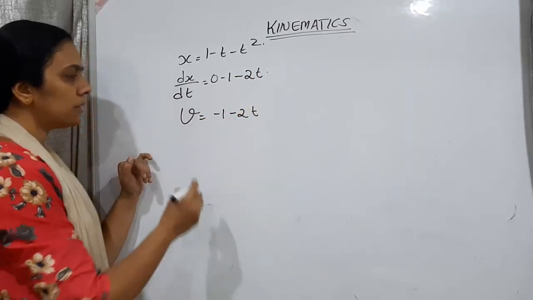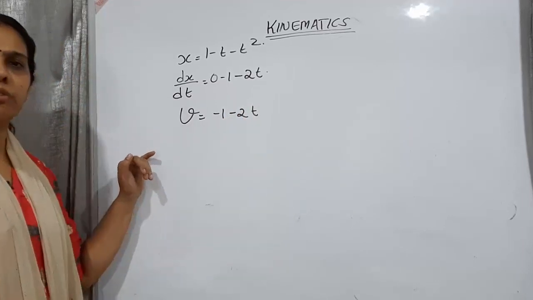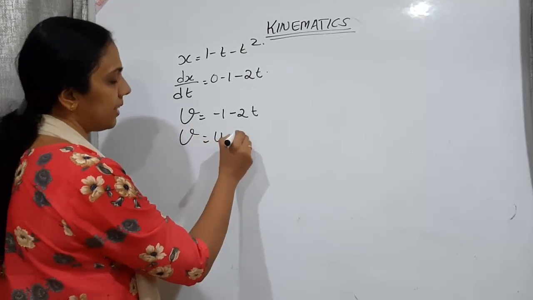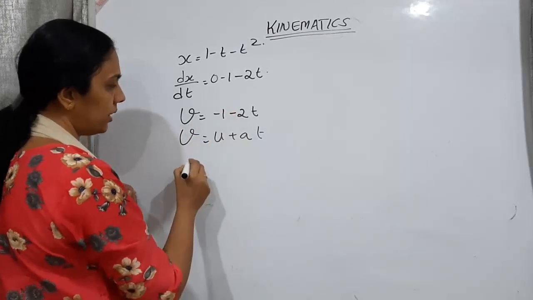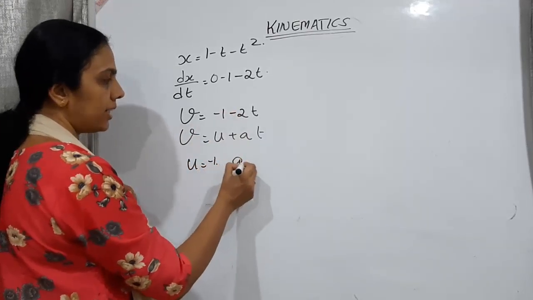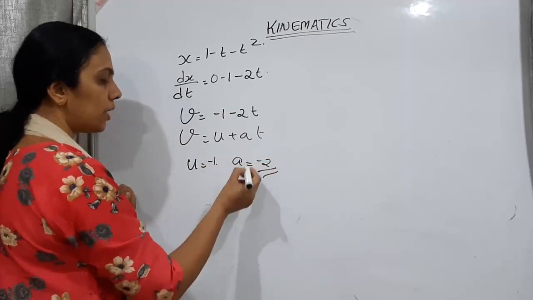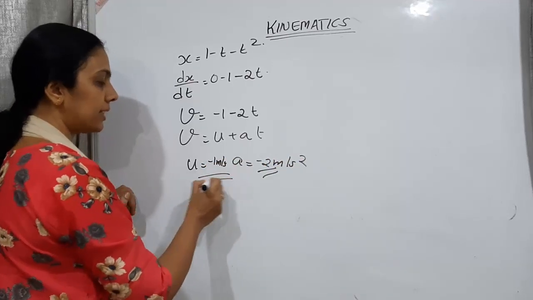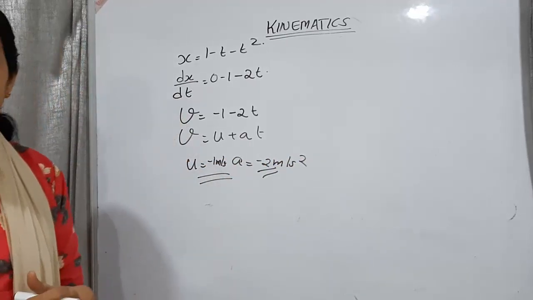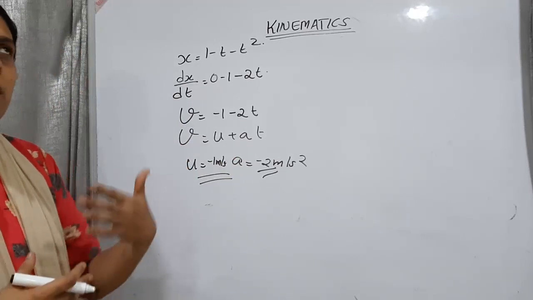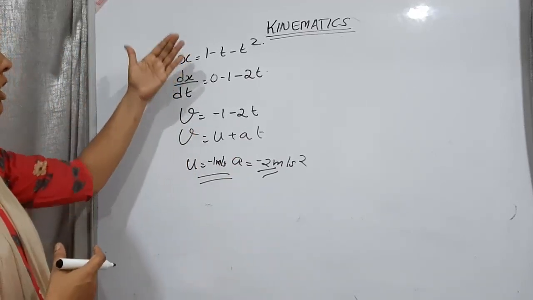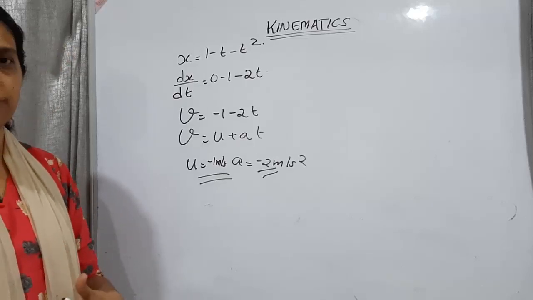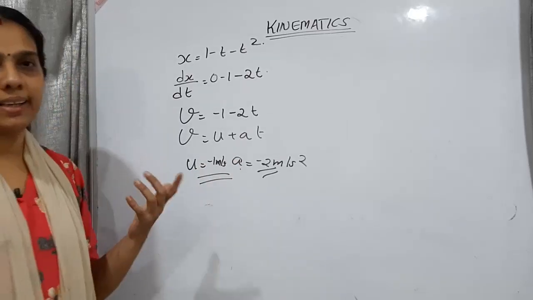Can you compare this equation with any of the equations of motion? We know v equals u plus at. Comparing that, u I got as minus 1 and a I got as minus 2. So from this I understood acceleration is negative, and velocity is also decreasing with respect to time. So what about the position time graph? The position time graph will also be decreasing with respect to time, and it is a uniformly accelerated motion.